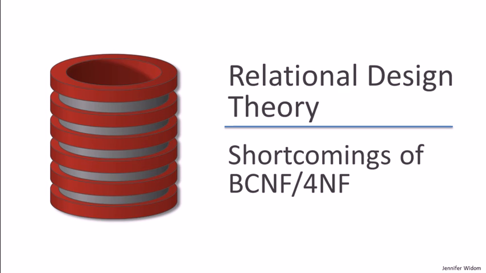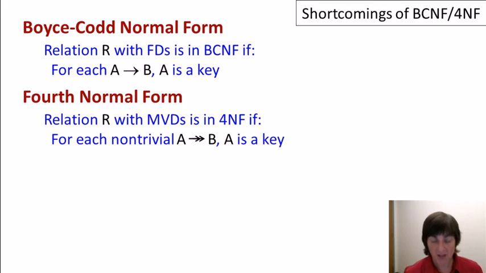The last several videos talked about Boyce-Codd normal form and fourth normal form as describing good relations. As a reminder, Boyce-Codd normal form is based on functional dependencies, and it says whenever we have a functional dependency on a relation, the left-hand side needs to be a key or contain a key.